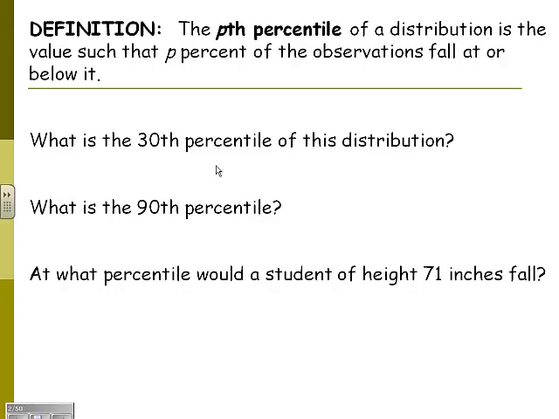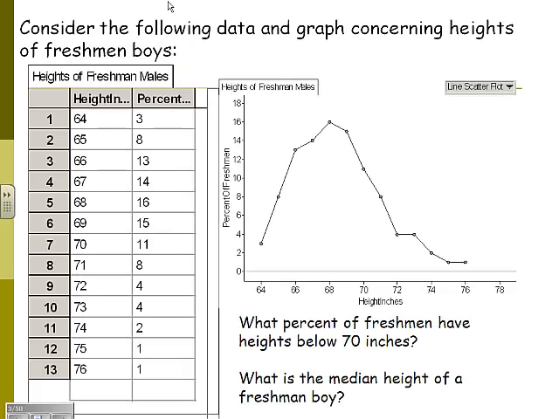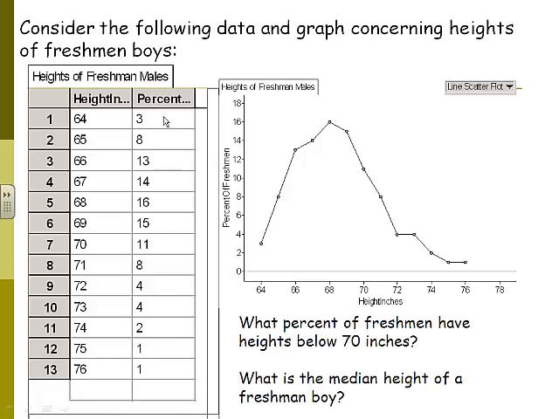The question then is, what is the 30th percentile of this distribution, and what is the 90th percentile, and at what percentile would a student of height 71 inches fall? So let's go back to this slide again, and we want to figure this out. What we're going to do, and you're going to want to write this down also, is write these numbers down. So 64 is the first 3% occur here. Then we'd add the next 8% to bring us to a total of 11%. So 11% are in these two columns combined. Then we'd add up 13, and that would be 24. So now we're up to 24% of our population are these first three.